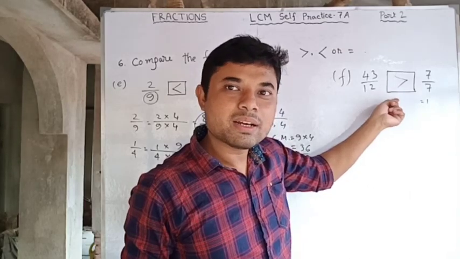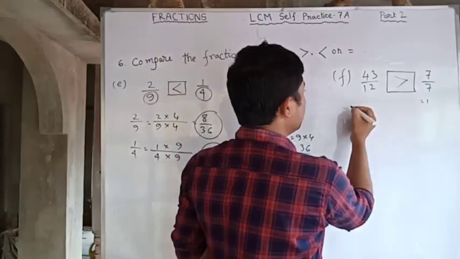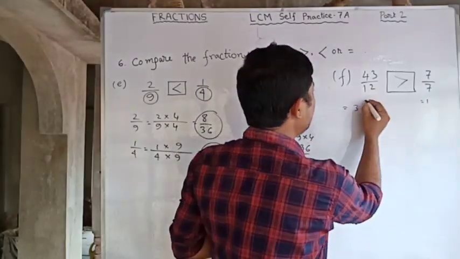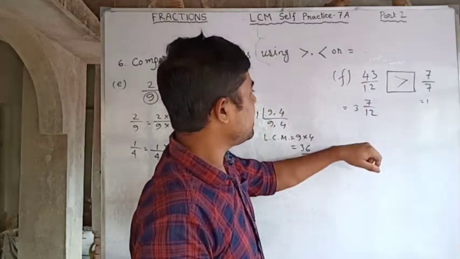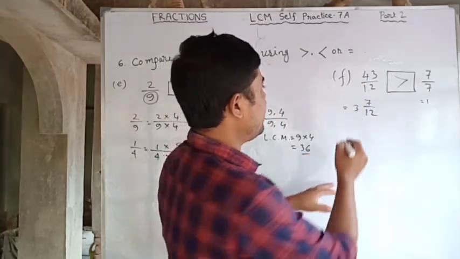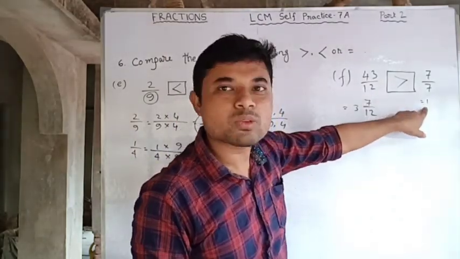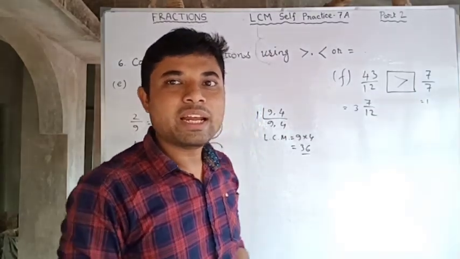More means greater. Otherwise, you can just change it into an improper fraction, or into a mixed number. What will it be? It will be 3 whole 7 by 12. Look, 36 plus 7 is 43. Yes, look, it is more than 3. So this fraction is more than 3 and this is 1, so obviously it is greater. Without calculation we can do it.